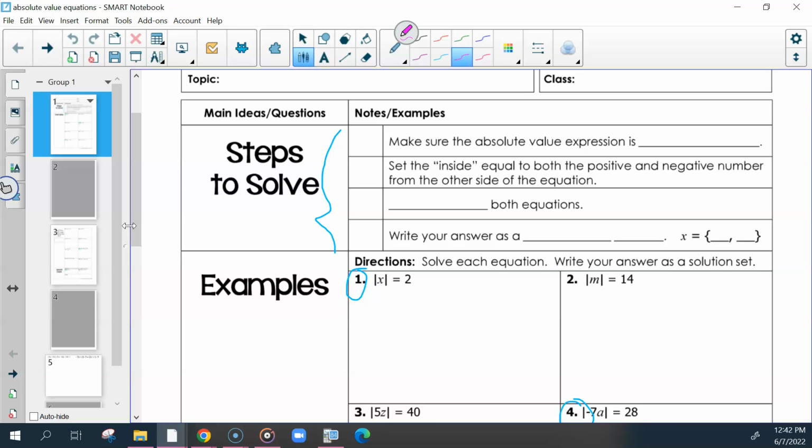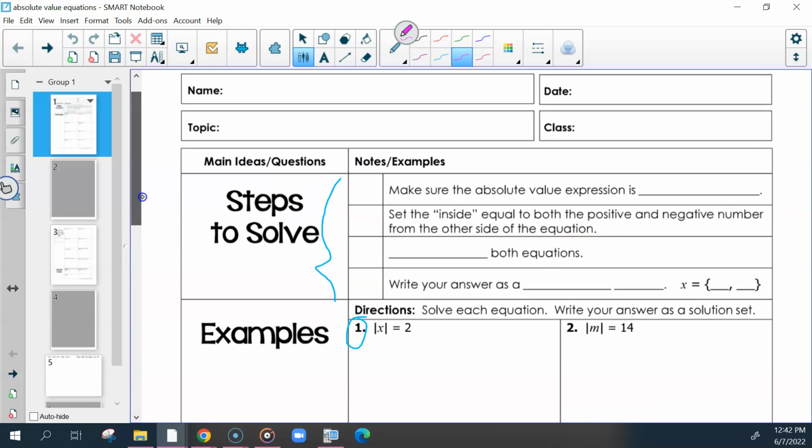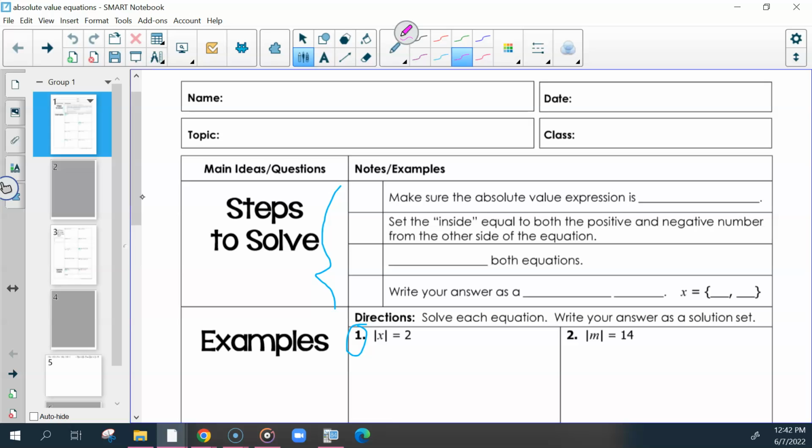So we're just going to go through some of these examples. Make sure you're paying attention, writing this down. We are going to be solving absolute value equations. This is going to be very similar to solving regular equations, except with a slight twist. Which on your papers over here.